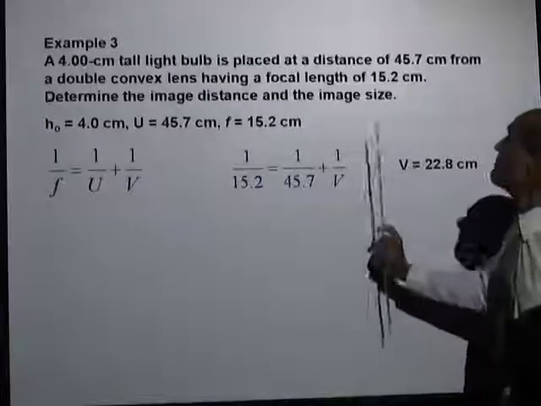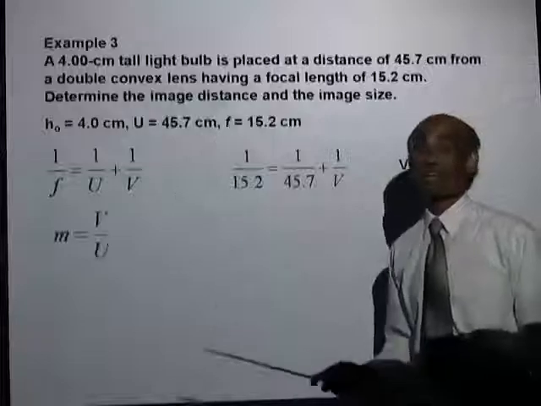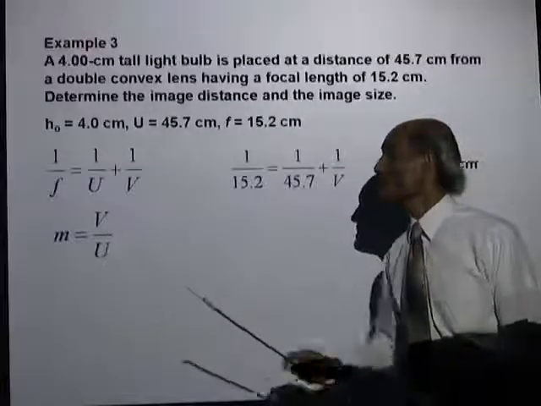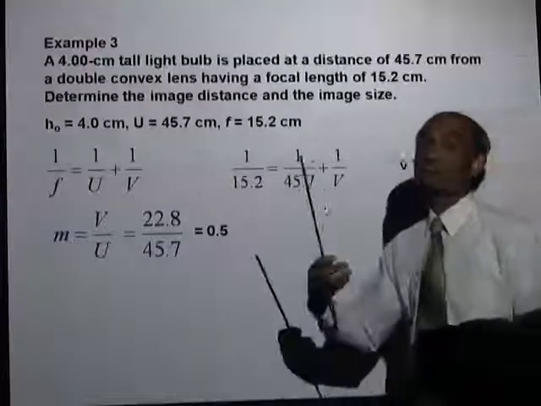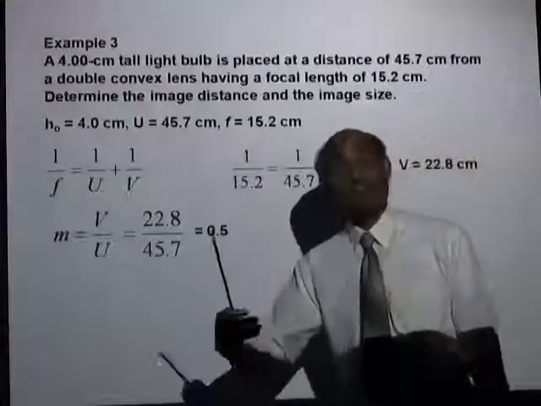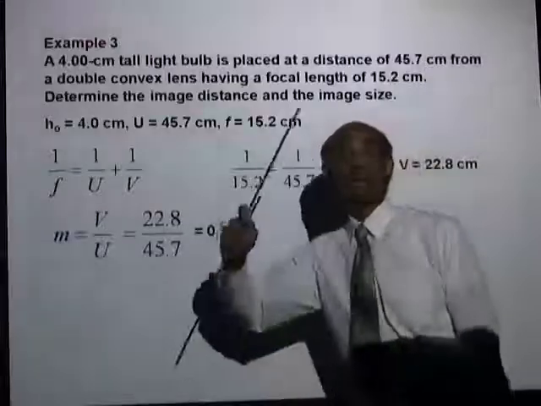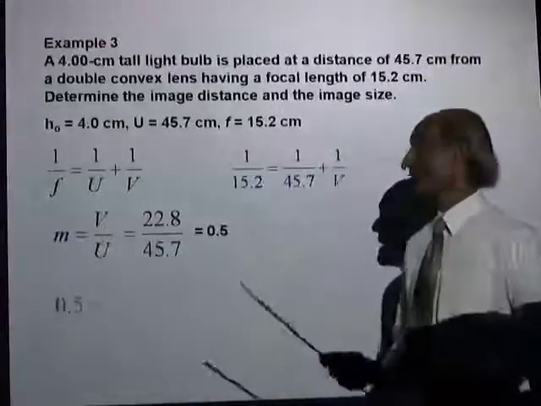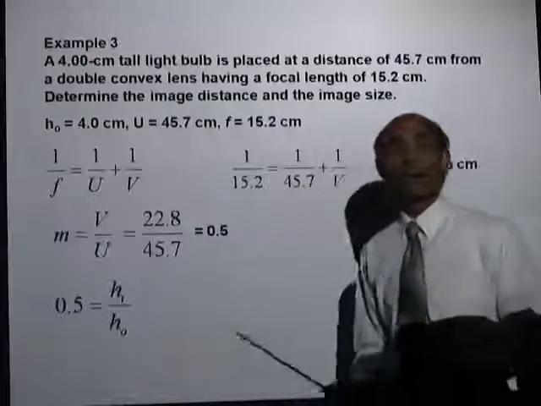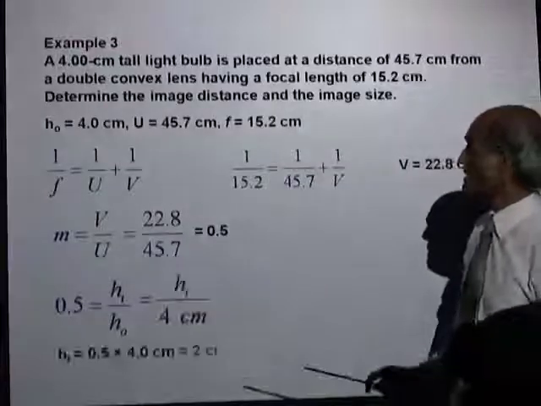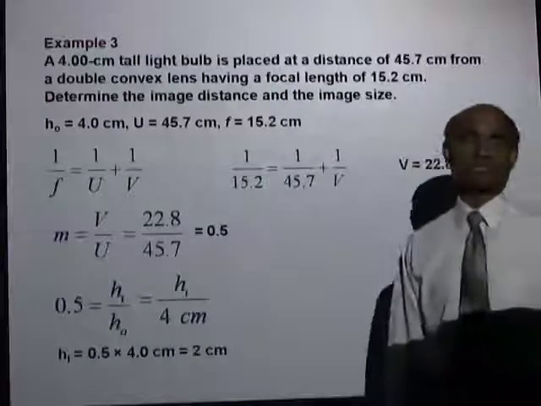And once you have v and the value of u, we can calculate magnification. Magnification is v over u, and that will be 0.5. That means the image size is half of the object size. And of course, magnification is related to height of the image and height of the object. 0.5 is hi divided by ho. That gives you the height of the image is 2 centimeter.